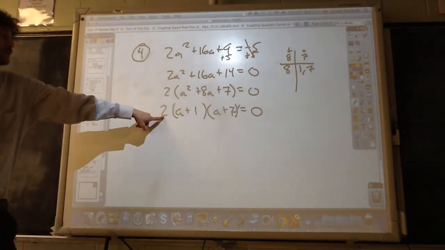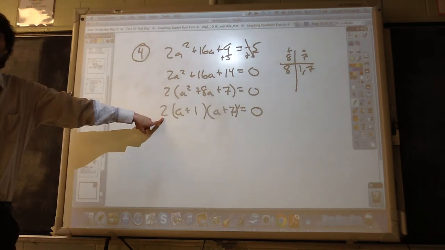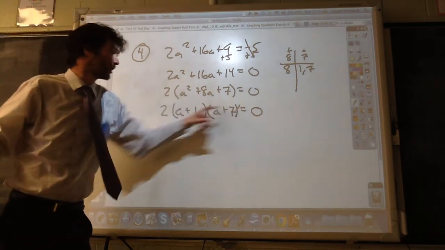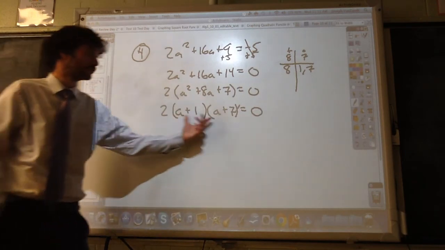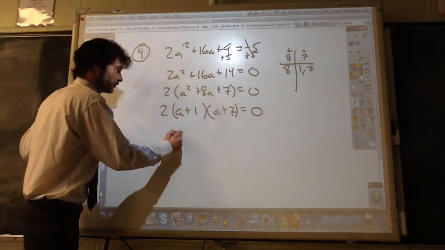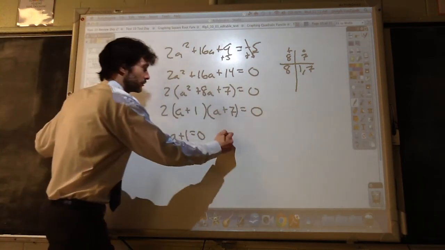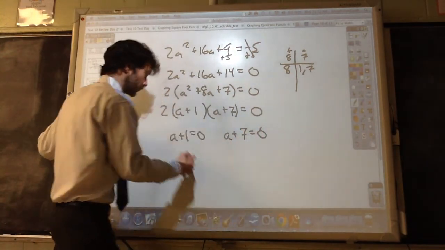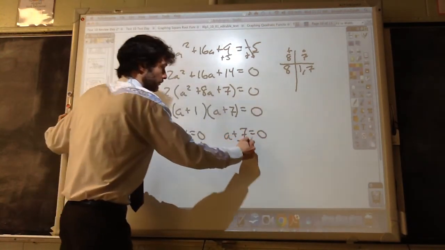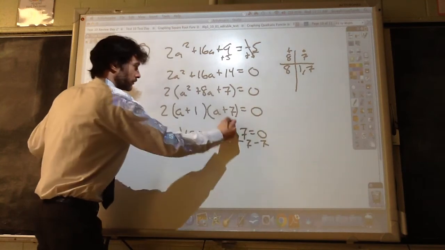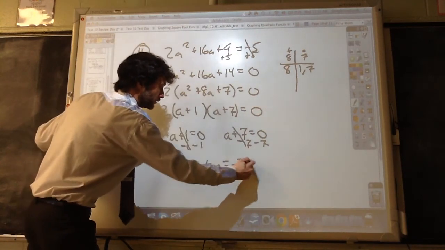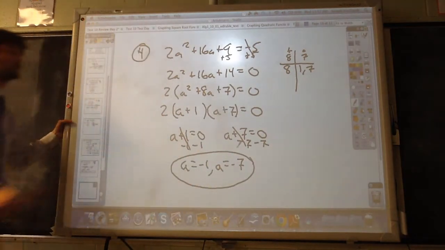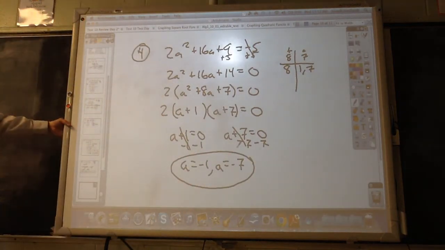Can this factor, the factor 2, ever give me a 0? Can it ever be equal to 0? No, so it's not going to give me an answer. But these two things will. So I set them both equal to 0 and solve. So my answers are -1 and -7. Questions about that?